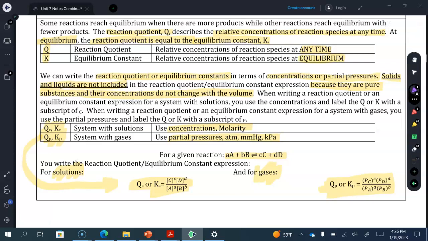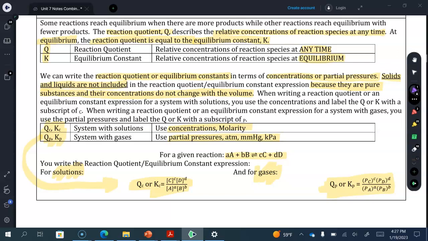Some reactions reach equilibrium when there's more product, while other reactions reach equilibrium with fewer products. The reaction quotient, Q, describes the relative concentrations of reaction species at any time. At equilibrium, the reaction quotient is equal to the equilibrium constant K. So Q is relative concentrations at any time, whereas K is only at equilibrium. So Q helps us see where the reaction is with respect to its equilibrium placement, which is actually a topic we'll get into later this unit.